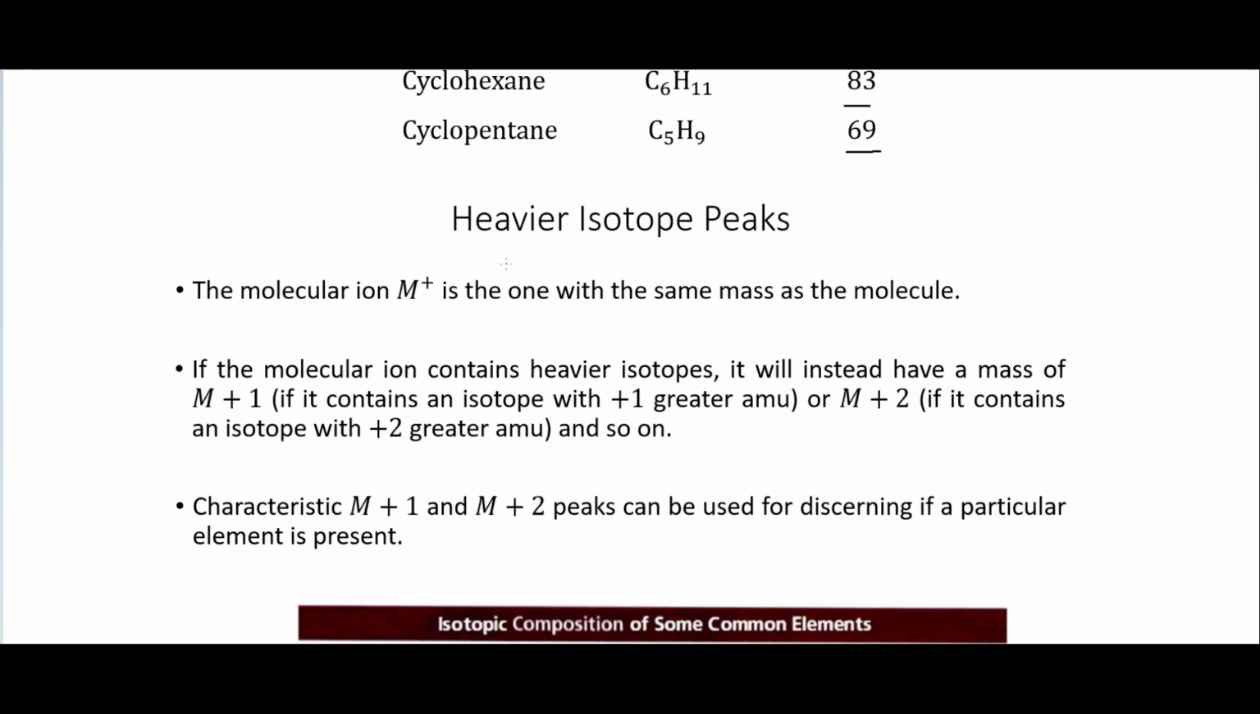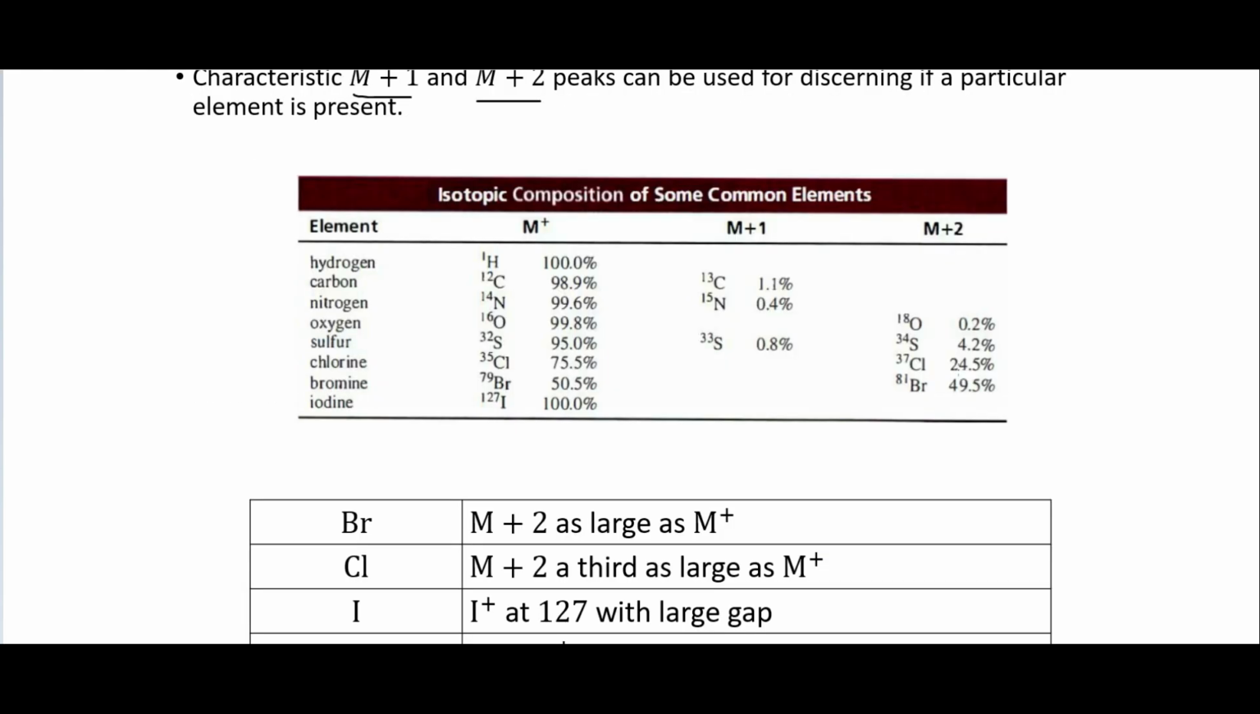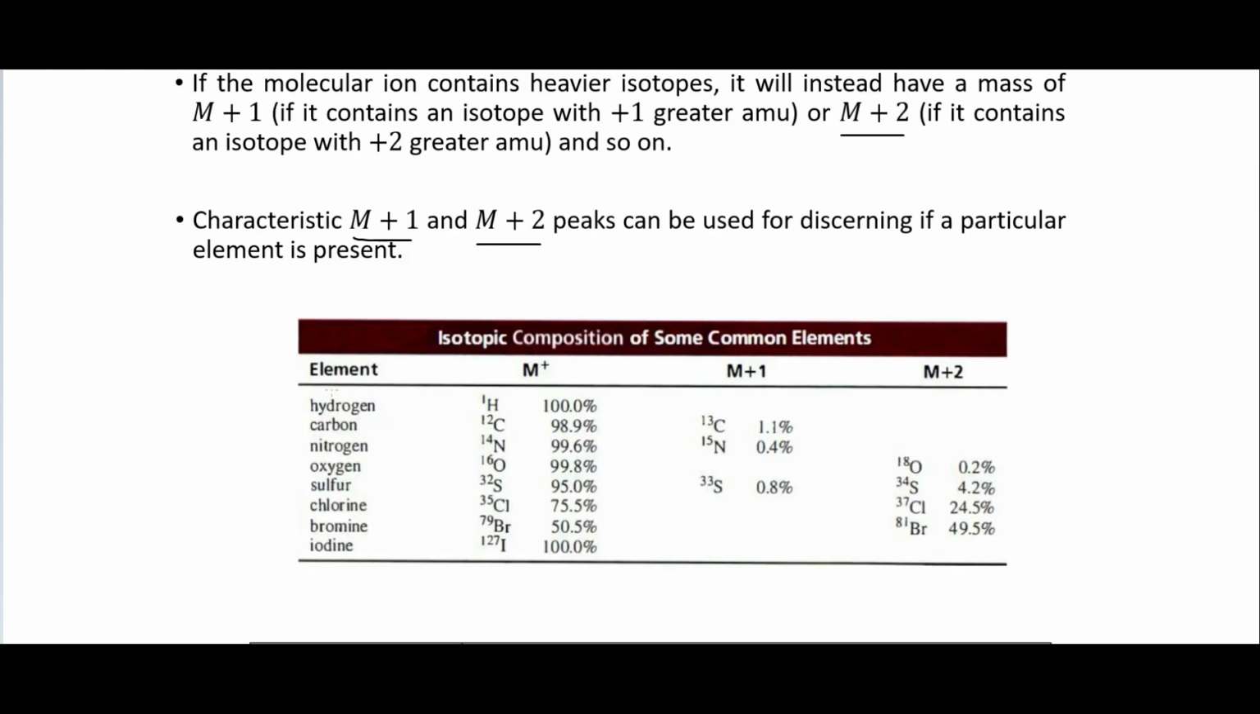And so the other thing we can think of are the heavier isotopes. So our molecular ion is the one with the same mass as the molecule. But if we have atoms in it with isotopes that are quite common, as we will see, we can get what are called the M+1 or M+2 peaks and so on. So these characteristic M+1 and M+2 peaks can be used for discerning if a particular element is present. And so we want to look at the abundances here.